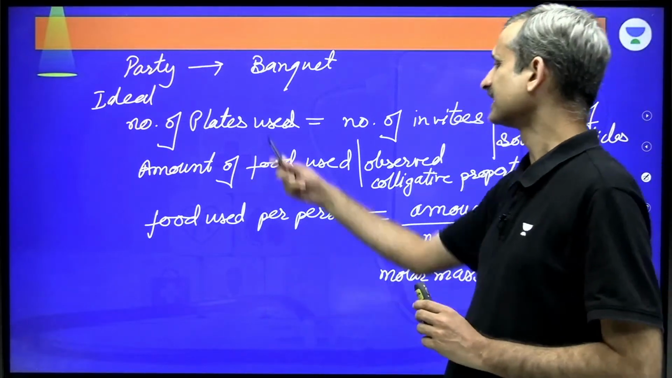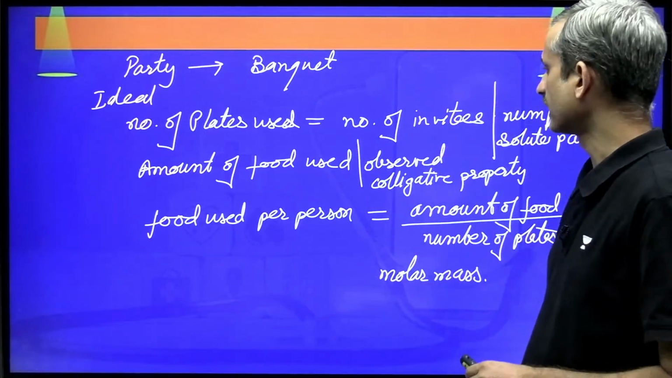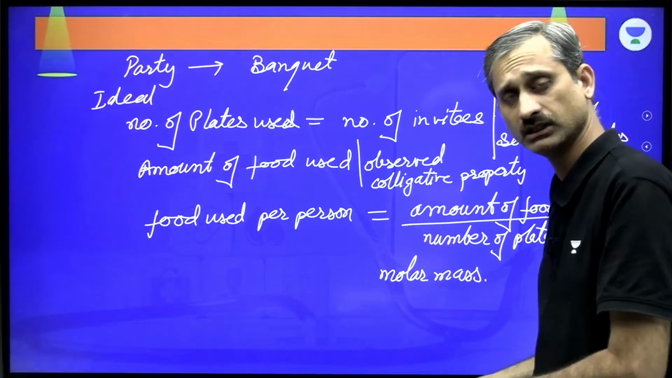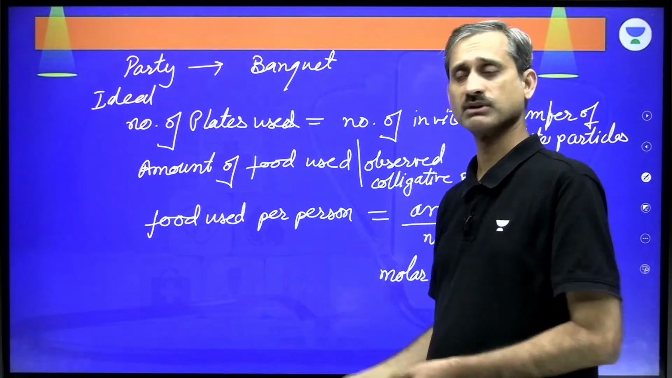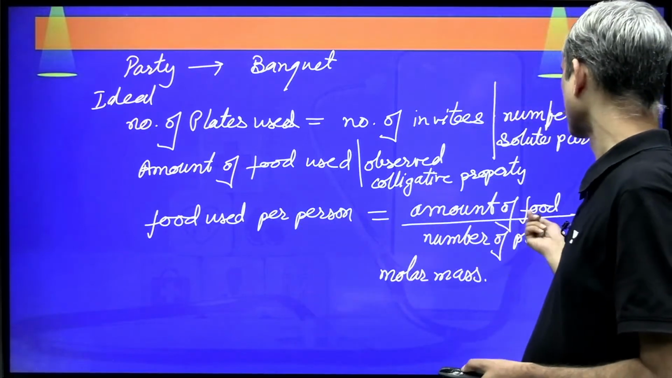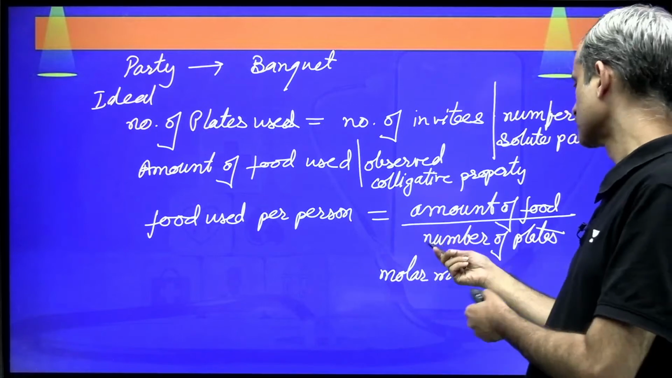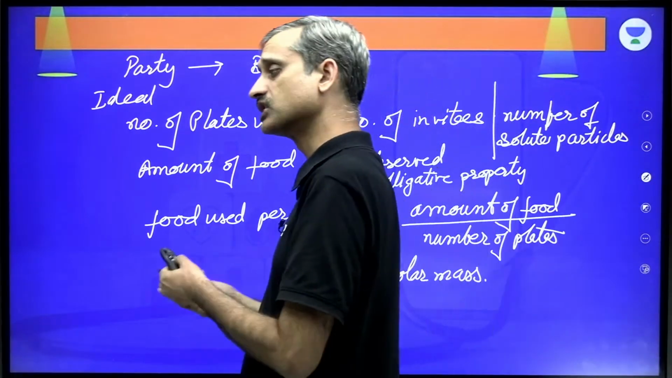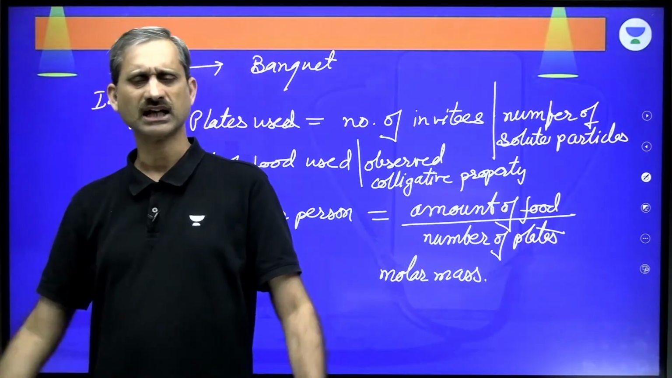Now, ideally, the number of plates used should be equal to the number of invitees, and so we get the amount of food which has been used, that is measurable. How much food has been consumed, that is measurable, and we divide the total amount of food which has been used by the number of plates, and we are going to get the amount of food consumed per person. So that is going to be the case.